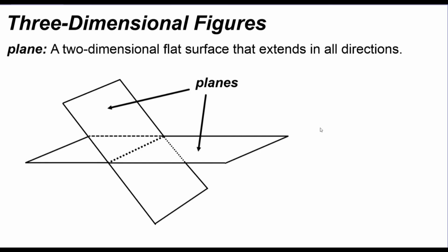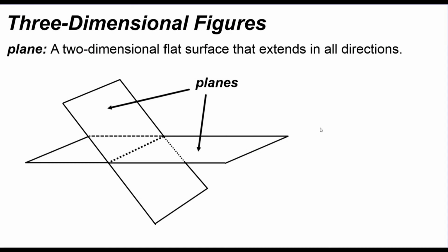In this video, we're going to talk about three-dimensional figures. We've been talking about areas of various shapes, and now we're going to shift gears and start talking about three-dimensional figures. The first thing we need to know about three-dimensional figures is something called a plane. A plane is a two-dimensional flat surface that extends in all directions. So these exist in space.